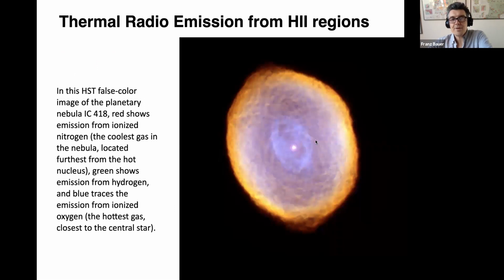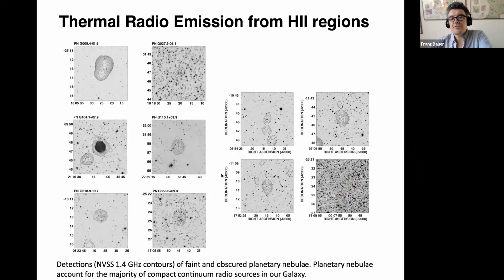Here's just an example of a planetary nebula. This is an HST optical image with false colors, just to show you this is mostly line emission that we're seeing. This is the radio emission from these planetary nebulae. So you can see that this is a planetary nebula that you can see in the optical from line emission, but you can also see it in the radio. Again, here very faint, but you can see it here. So the radio is a wonderful way of finding planetary nebulae throughout the galaxy.